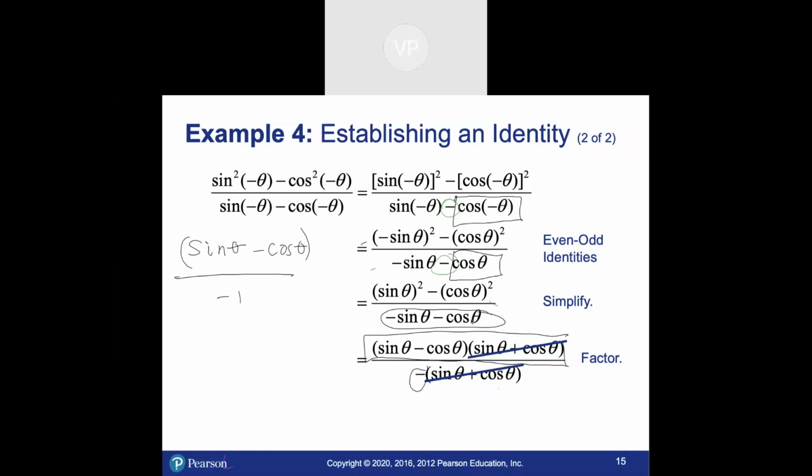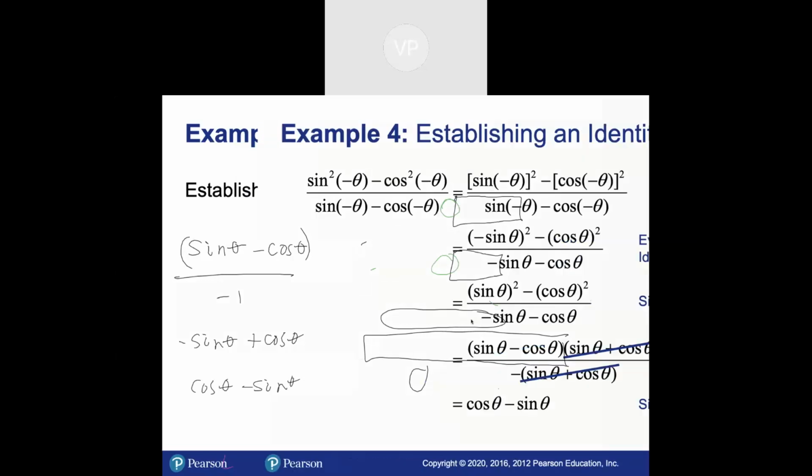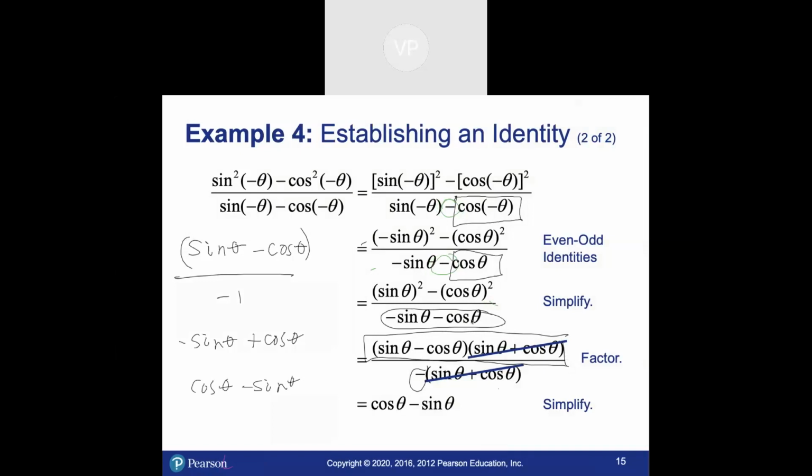So I can then just distribute that over the top, and that becomes negative sine theta plus cosine theta, no more fraction. And then you can rewrite it, put the cosine in front. And that's how they end up with that answer right there. Okay, and if you recall, that was our goal, to make it equal to cosine minus sine.